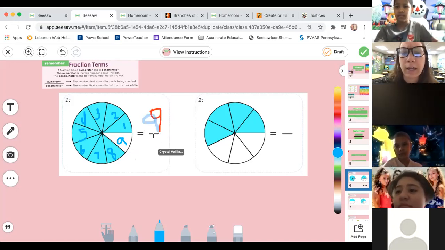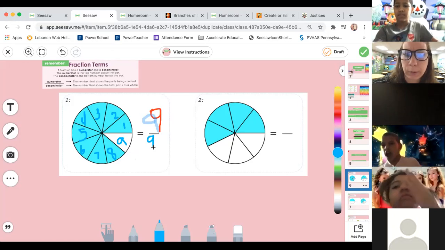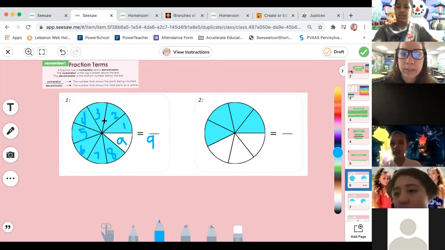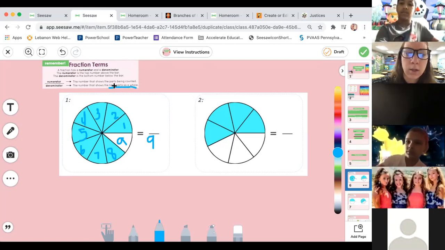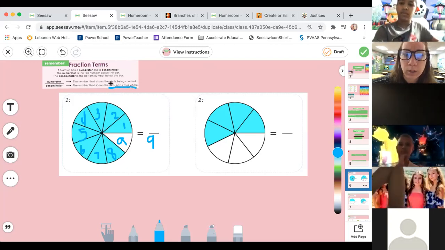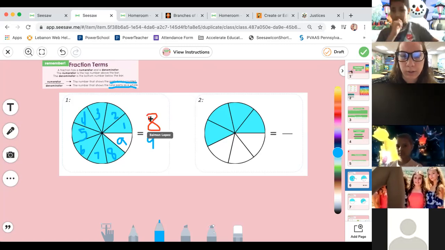One of you got it right. 9 total pieces are going to go down low. 9 total pieces. Remember, the denominator is the number that shows the total part. The top number, the numerator, is the parts being counted. I just covered it up.